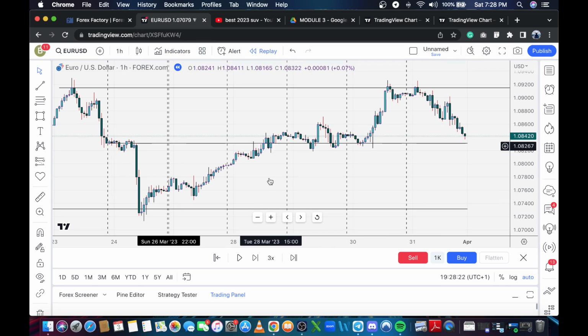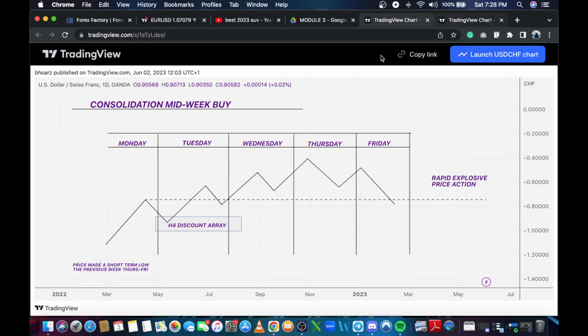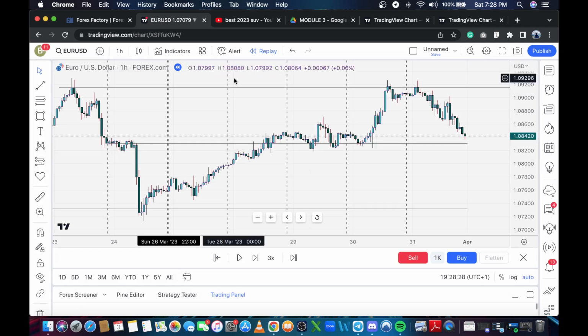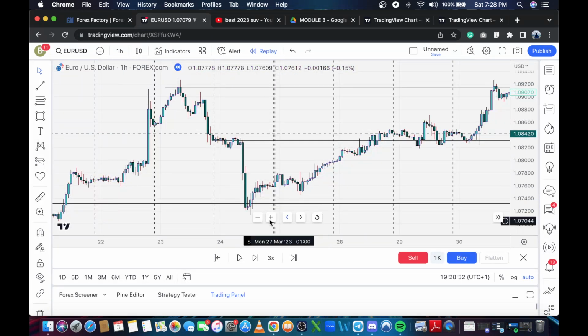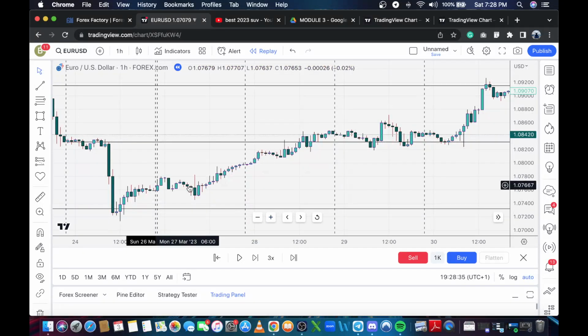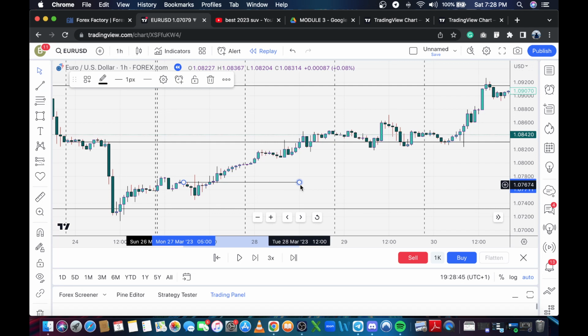Now, this is one example of a consolidation midweek buy. And usually what happens is once we trade above the opening price for the week, you start to see a rapid expansion in price. So opening price for the week is this candle here. Oh, is this March? This is March. Okay, so that's the candle there.